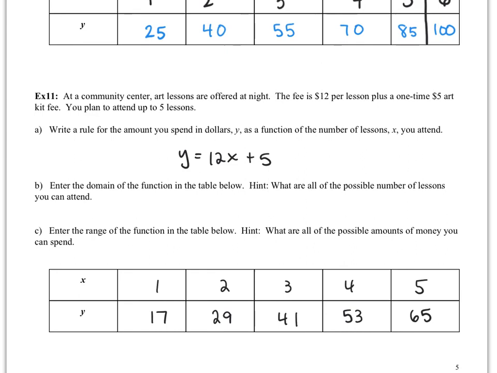So this time our function would be y equals 12x, because it's $12 per lesson, plus 5. If I'm only planning to attend up to 5 lessons, that would be my highest number, 1 would be my lowest number. So my domain would be the numbers 1 through 5. And my range would be the outputs that I would get for the costs for these specific numbers of lessons. So 12 times 1 was 12, plus 5 is 17. 12 times 2 is 24, plus 5 is 29. I could keep doing that, or I could notice that my y row is going up by 12 each time. This is my domain, and this is my range.